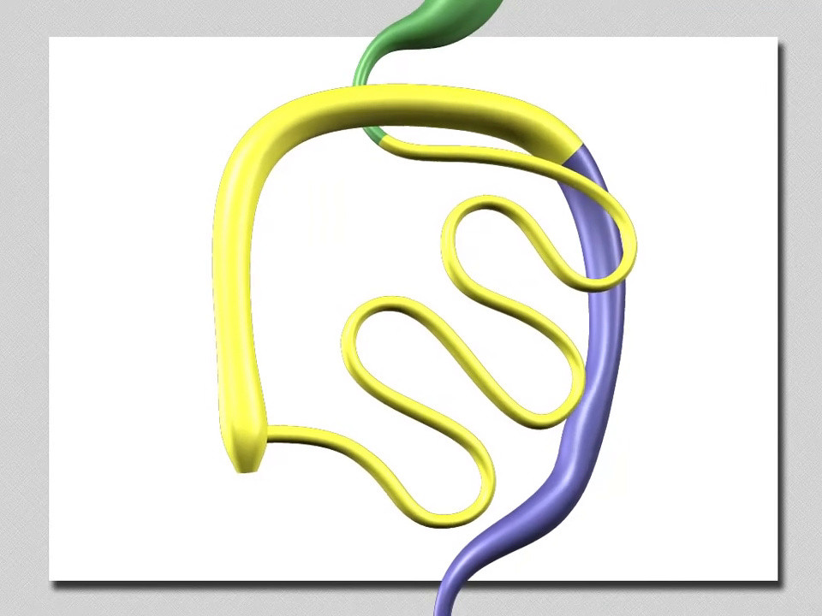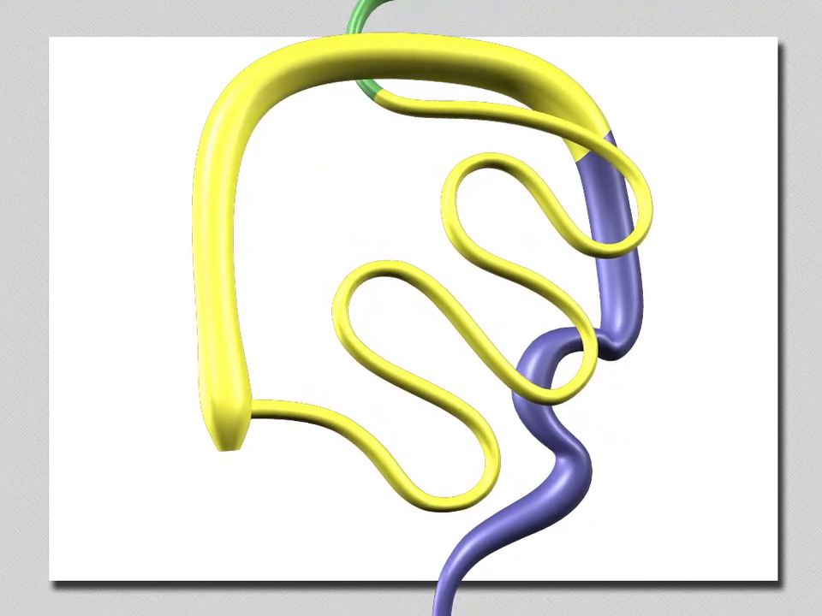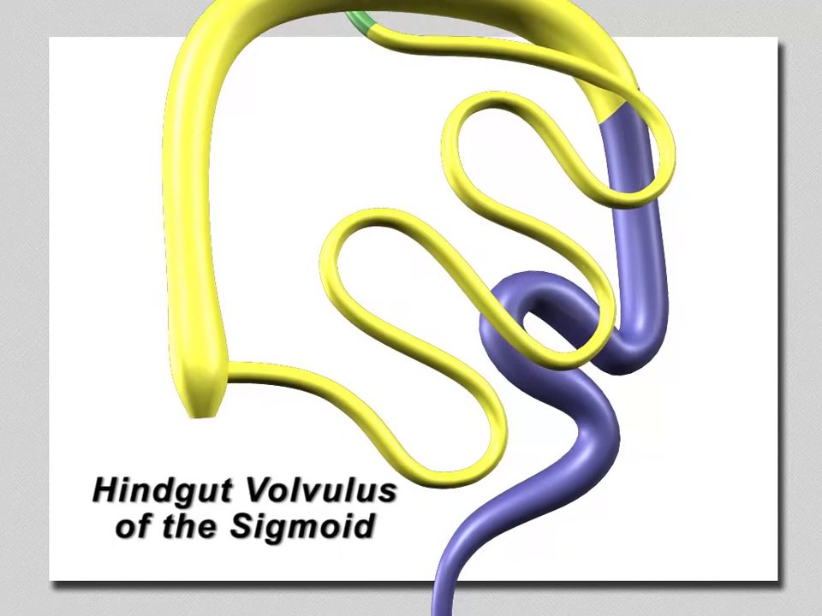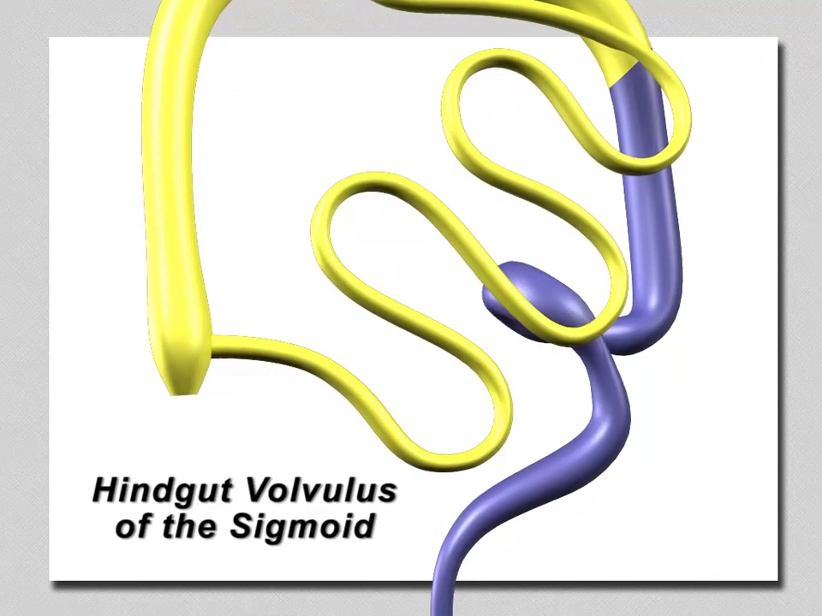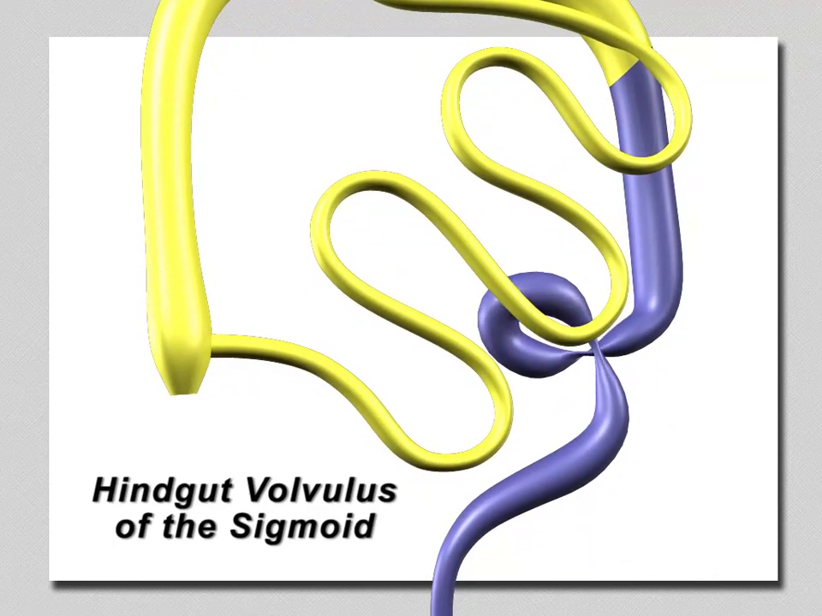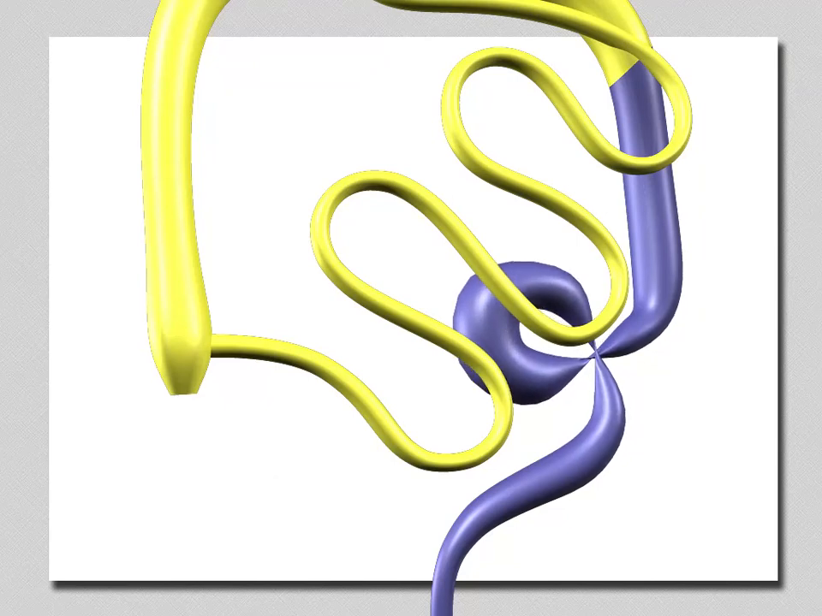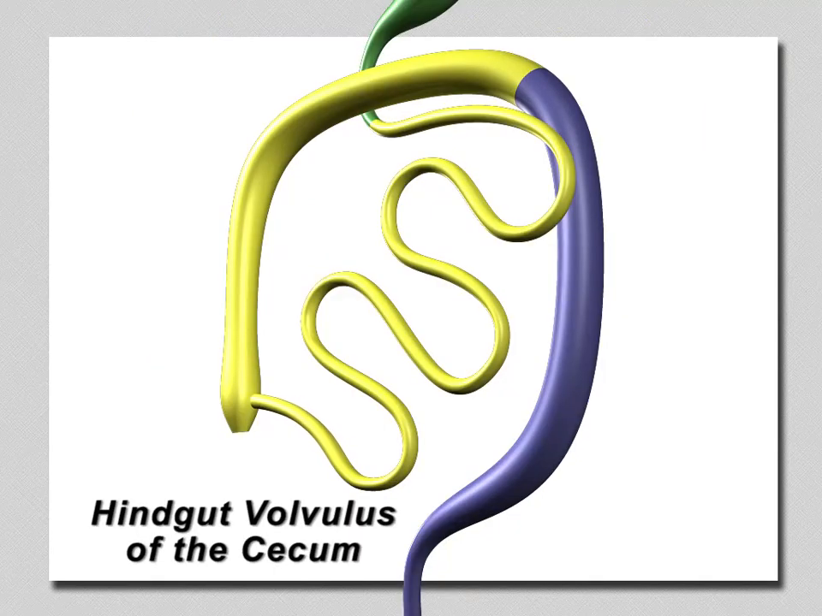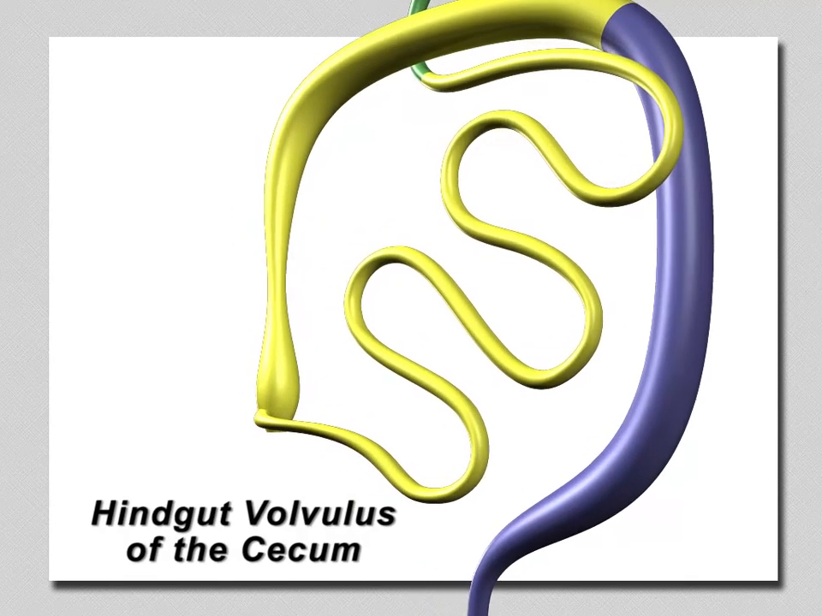Volvulus can also occur without congenital malrotation. Hindgut volvulus, which is more common in middle-aged to elderly men, occurs most often in the sigmoid colon and in the cecum, and like volvulus in the midgut, can cause bowel obstruction, ischemia, and severe swelling.